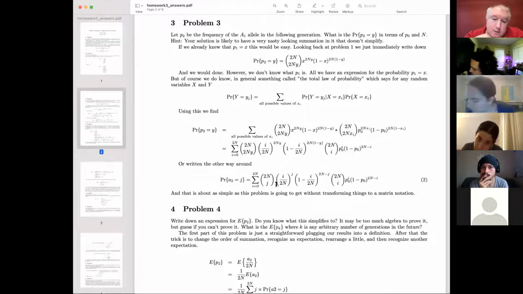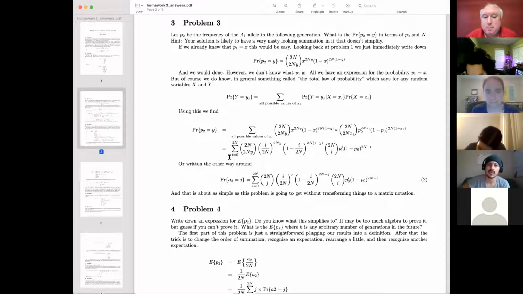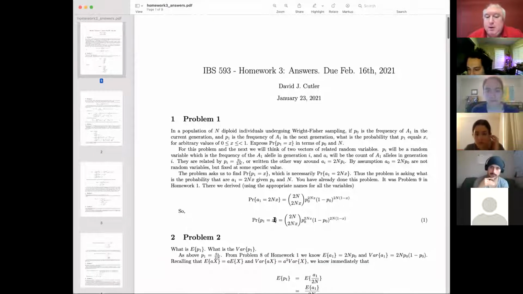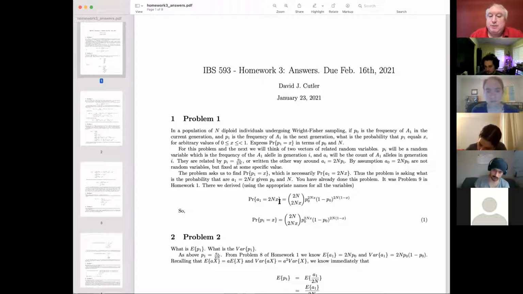Can you explain a little more about why you plug in I over 2n to get all possible values of X and Y? So I made the sum go from 0 to 2n. Recall that if P1 equals X, that is where now X is, so that'll be the same probability as A1 equal I if X equals I over 2n.